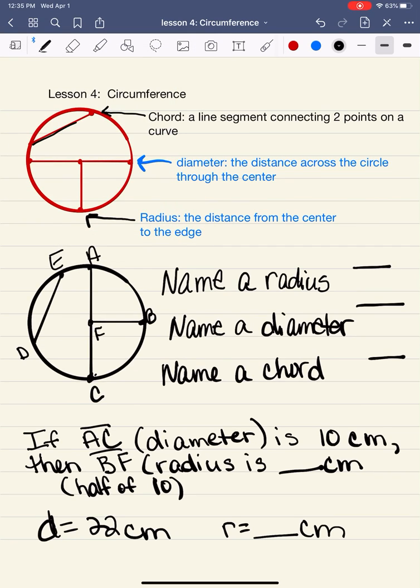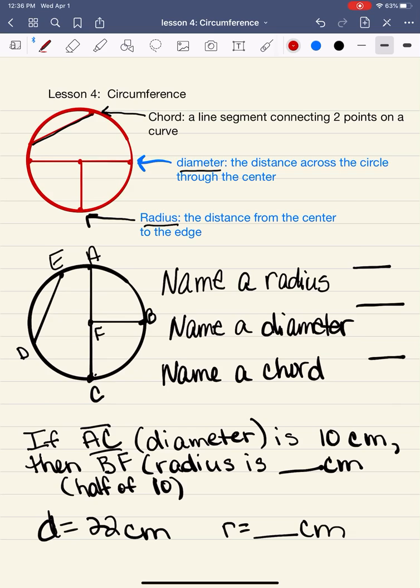So that's the distance across here. The second definition here is the diameter, and so it's the distance across the circle through the center. And then the radius is the distance from the center to the edge. So this first part we're looking at is naming them.